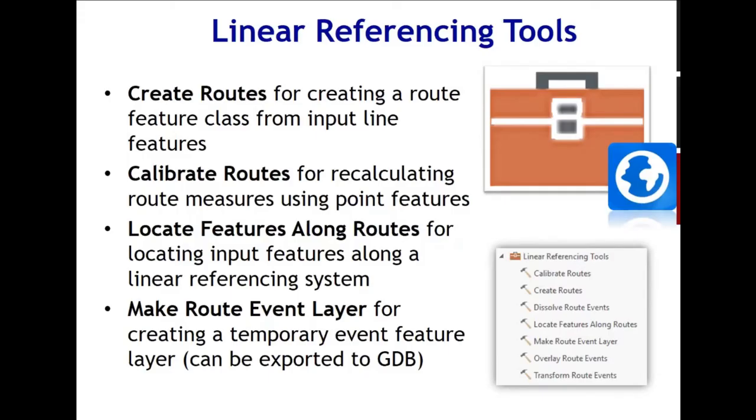So if you have an Excel table with the unique route ID and measure, or to and from measures in separate columns, you can use this tool to create a layer called an event layer, where each feature is placed at its measure or measures along the line.